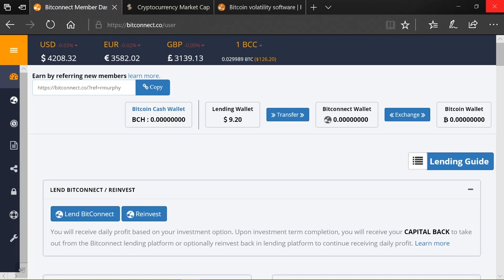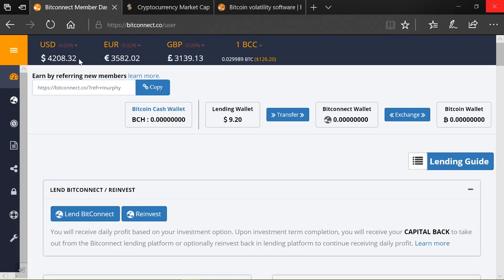So what you have here, most people will look at the dollar sign because that is at the moment and historically has been the global reserve currency, trading currency for oil and gold and whatever. So you'll find that Bitcoin and Bitconnect, everything will be shown in US dollars, and the current value of a Bitcoin as of recording is $4,208.32. This is a live feed, so every time you refresh you get the updated value.